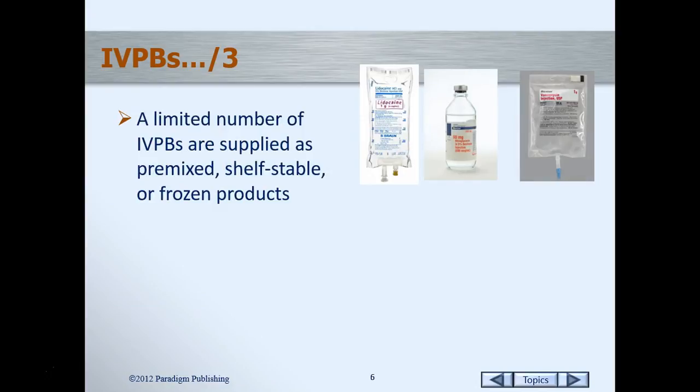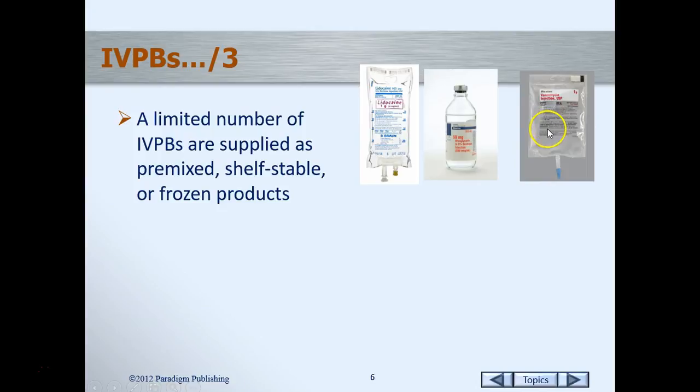So there are a number of IV piggybacks that are stable as premixed, shelf-stable, or frozen products. So I've given some examples here. So this lidocaine is a pre-made, shelf-stable bag. Nitroglycerin, this is a pre-made, shelf-stable, but this medication is actually stored in glass. And lastly, this picture is of one of those frozen, stable products.